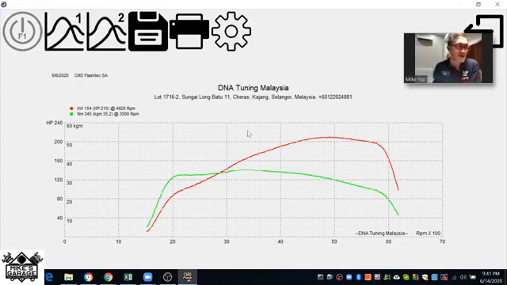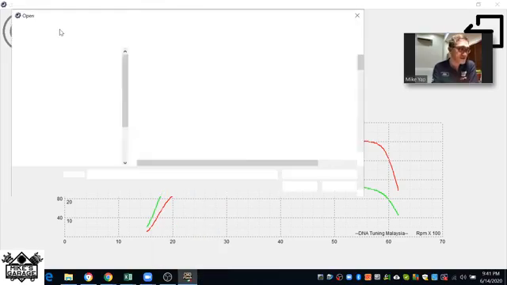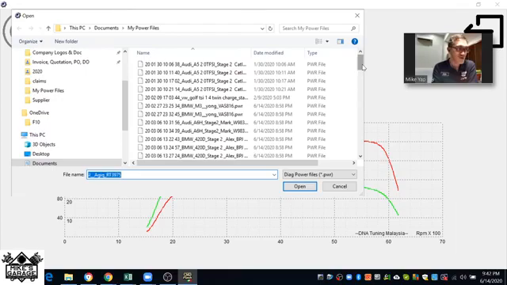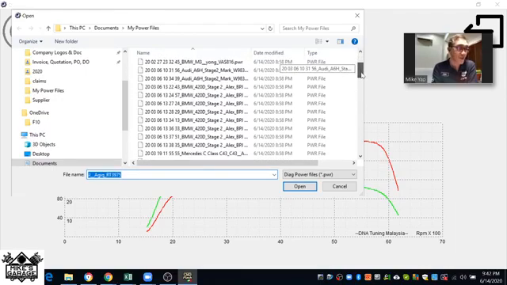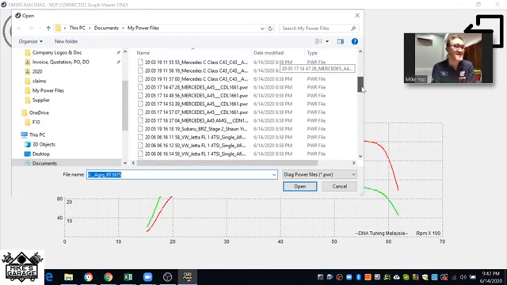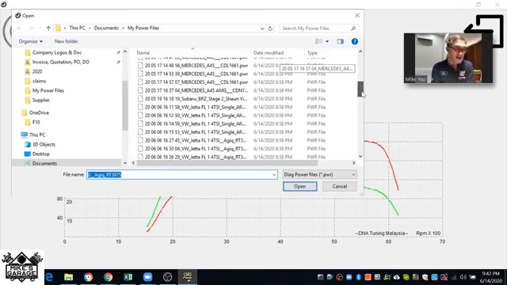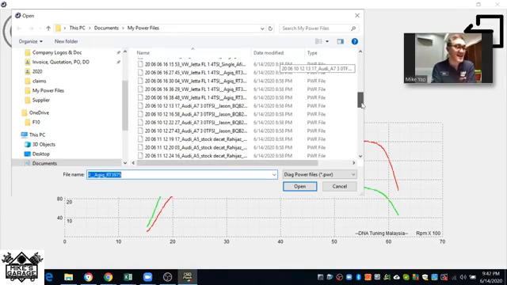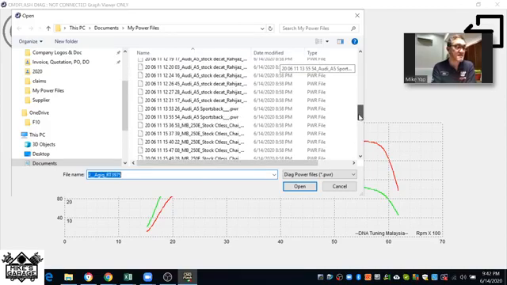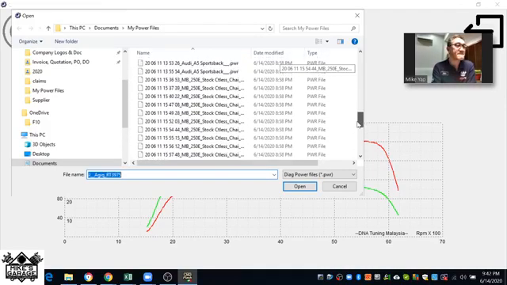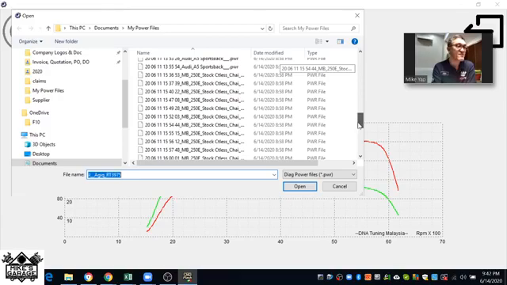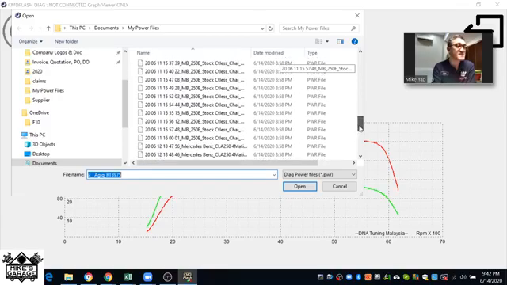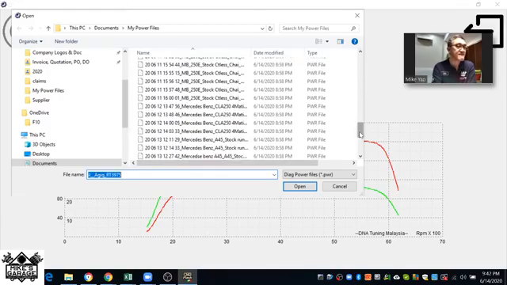Okay, let's go to another dyno chart. One of the cars that I've run this week is the A250 Mercedes that belongs to one of my very faithful and good customers, Logan. Okay, let's see. Okay, that's the two. Here it is.